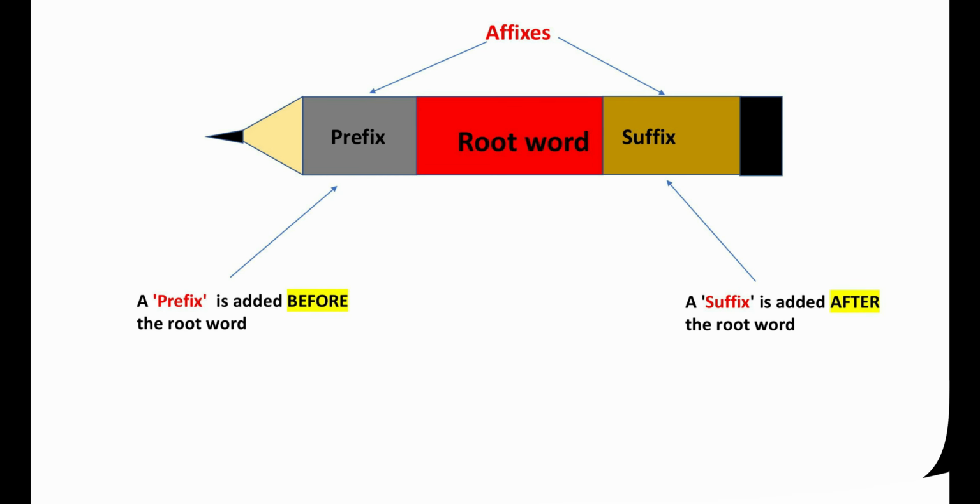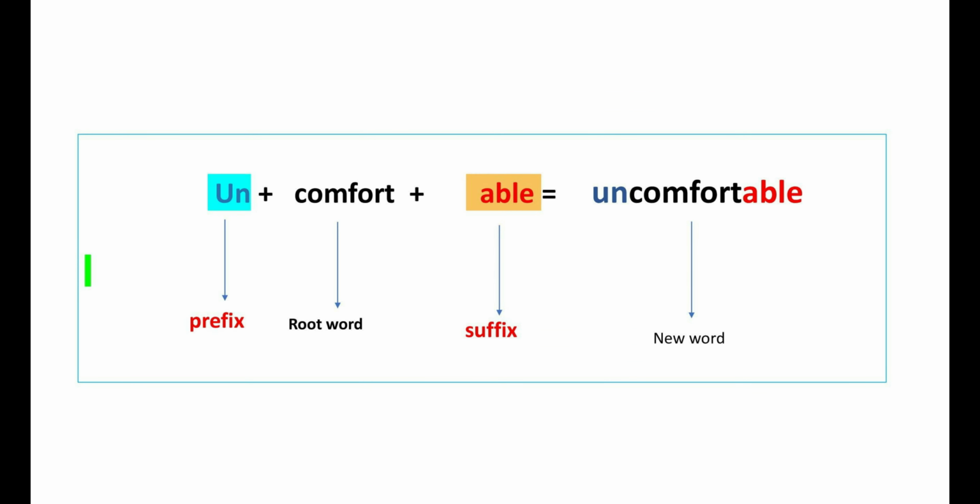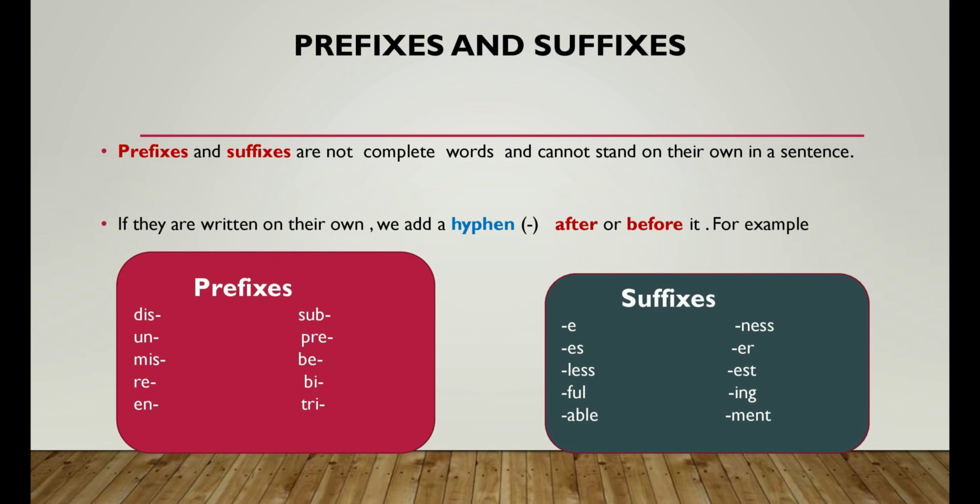Let us see one example to understand where a prefix or a suffix is added. In this example, un is the prefix which is added before the root word comfort and able is the suffix which is added after the root word comfort to get a new word uncomfortable. Prefixes and suffixes are not complete words and cannot stand on their own in a sentence. If they are written on their own, we add a hyphen after or before it.